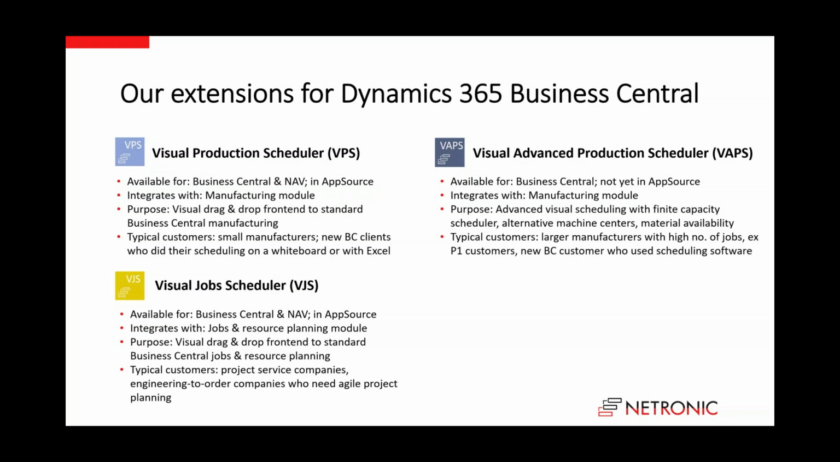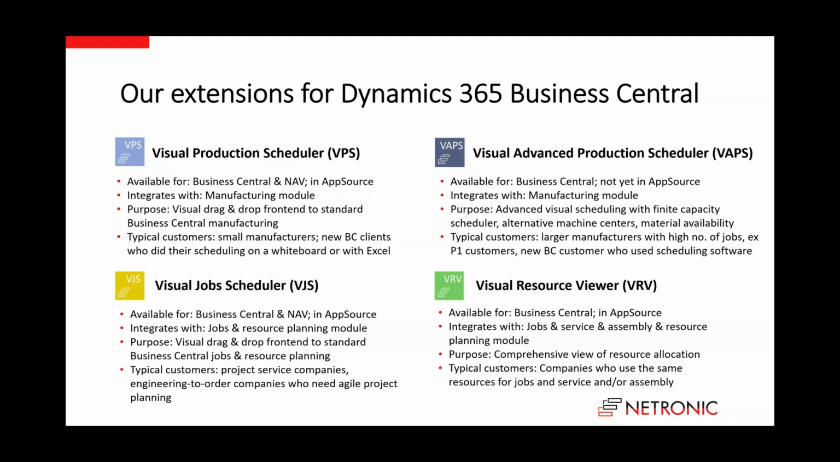Then, looking at the resource side of things, we have the Visual Job Scheduler, which is also available for Business Central and NAV. It's on AppSource, and it's kind of the counterpart to the Visual Production Scheduler, but for the jobs and resource planning module. It provides drag and drop for standard Business Central jobs and resource planning. It's a good product for engineering-to-order companies or project service companies who need agile project planning. And again, I did a webinar on this last week, so I highly encourage you to look at the recording and see if this could be a fit for your clients.